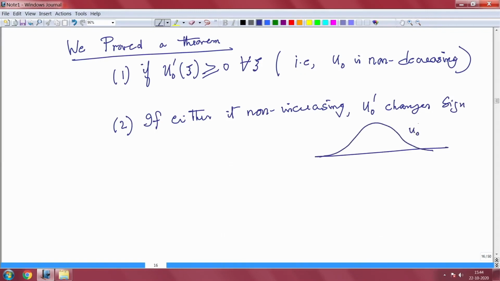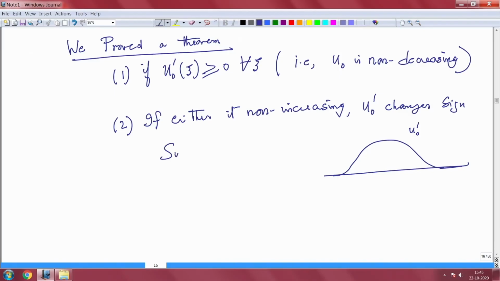You see, if it is u naught prime, it changes sign. So if your initial value u naught is something like this, it will change sign. In that case, you look at the maximum or supremum of it, when it is negative, that is a problem, right. So you look at its maximum. This is what essentially we proved. You can interpret it and read.